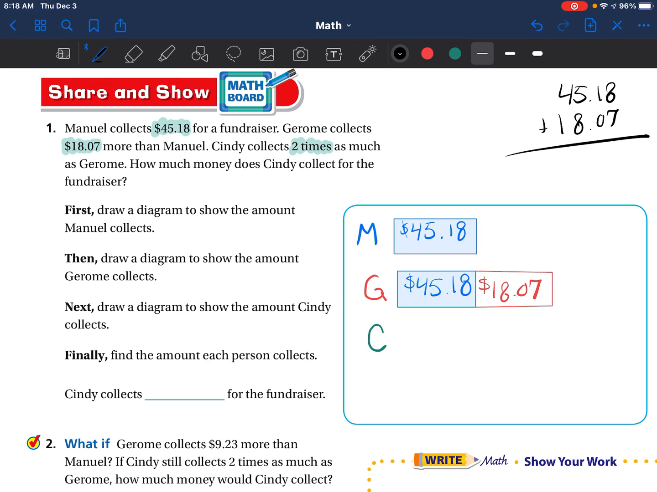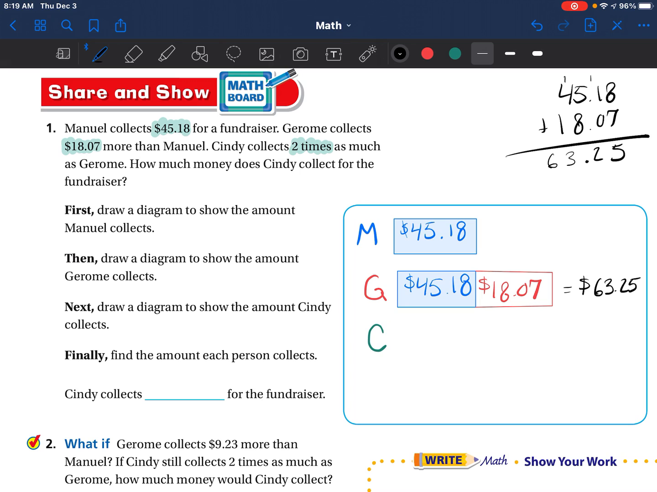8 plus 7 is 15. And let's see here. 2. 8 plus 5 would be 13. 6. So it'd be $63.25. So we're going to do this.